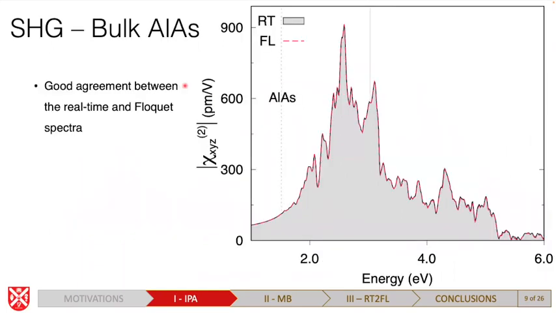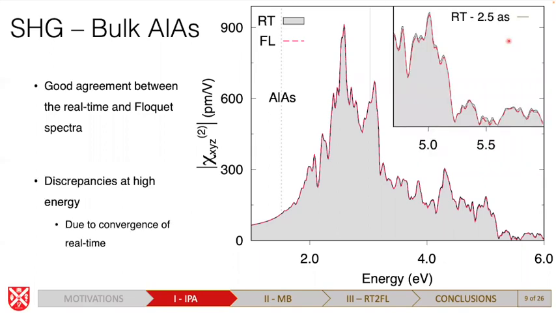Then for bulk material, aluminum arsenide, again, very good agreement, even though we used a very small broadening in this calculation to highlight any differences, but we hardly see any. We do see some differences here at the high energy end of the spectrum, but this is actually due to convergence of the real time. So this real time calculation is done with 10 attosecond time step, and actually if we go to 2.5 attoseconds, so it's more costly, we will see that the green curve matches Floquet even more closely than the black curve.